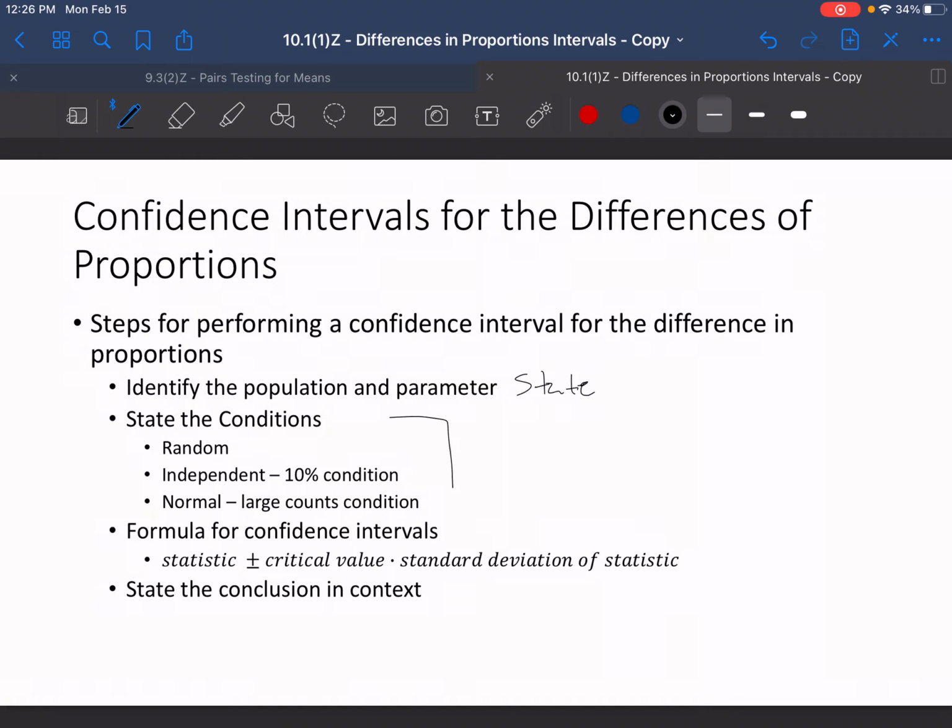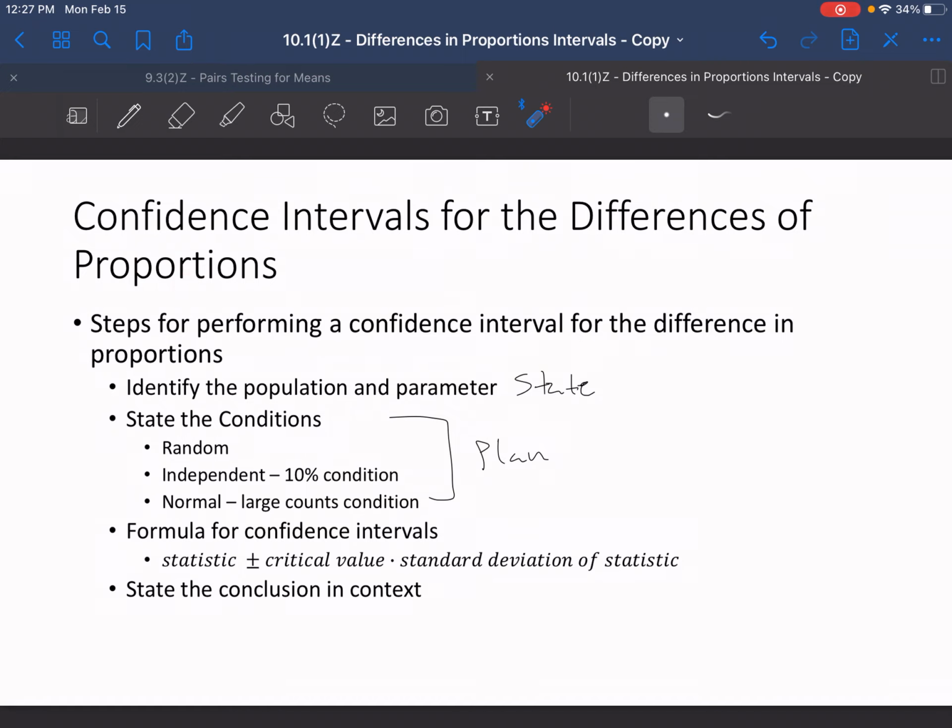That's going to be the state portion of this. We need to state our conditions. That's going to be the plan portion of this. So we need to figure out whether it's random, independent, and normal. And again, we can determine independence based off the 10% condition and normal based on the large counts condition because we're looking at proportions. Again, we would use central limit theorem if we were looking at mean, but we are looking at large counts condition because we're dealing with proportions.